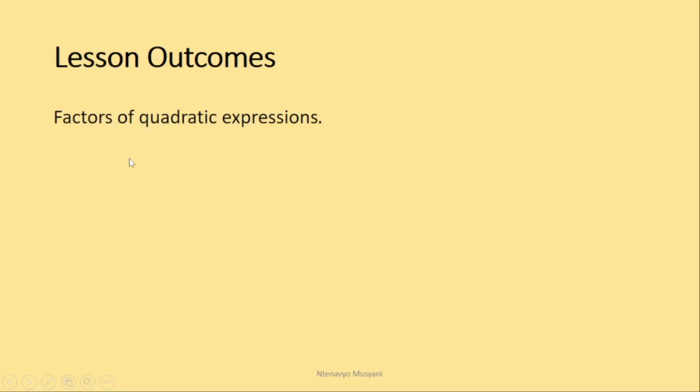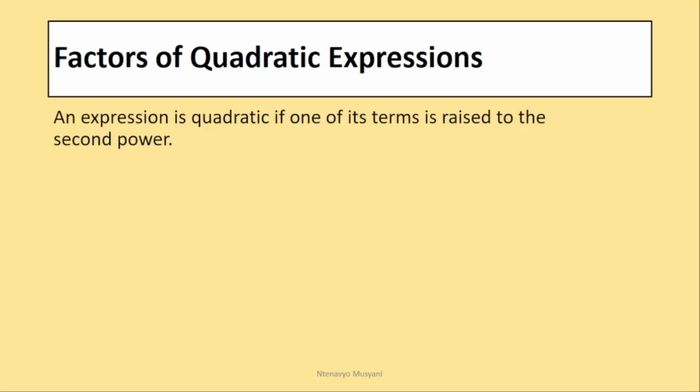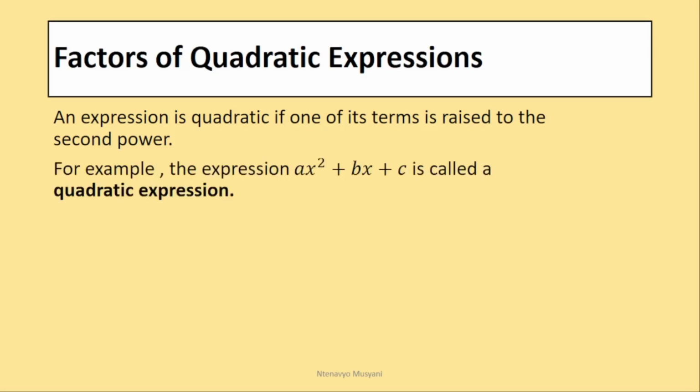We are going to factorize quadratic expressions in this lesson. An expression is quadratic if one of its terms is raised to the second power. So for example, the expression ax squared plus bx plus c is called a quadratic expression. It's a quadratic expression because the term ax squared has been raised to the second power.